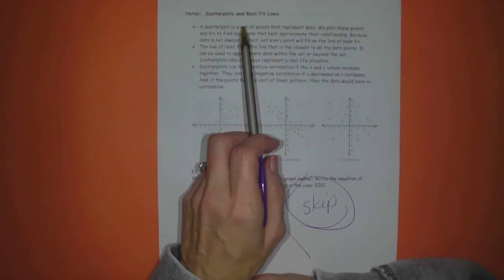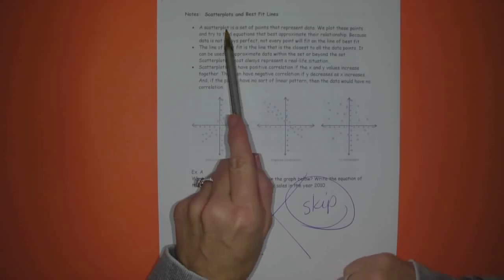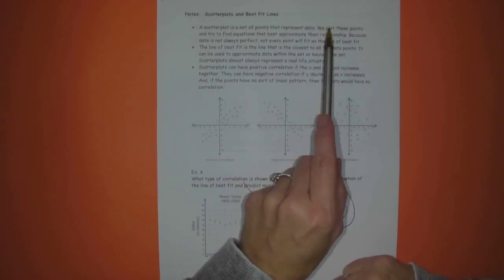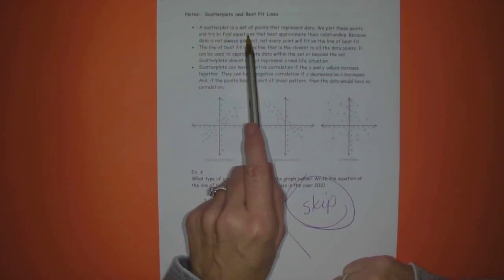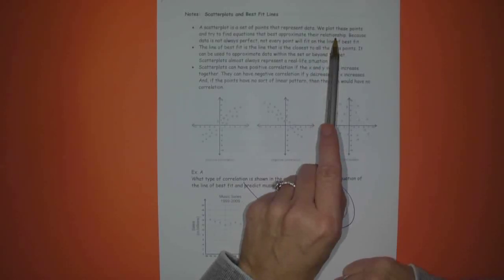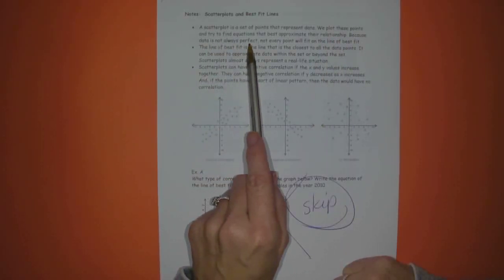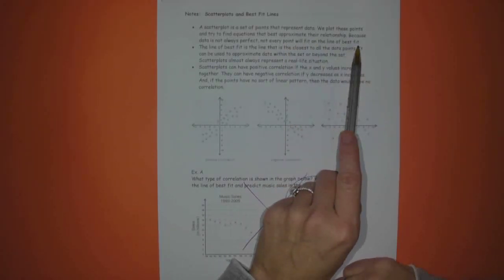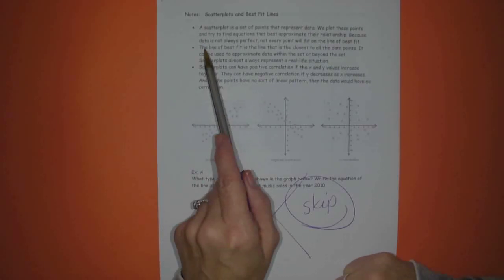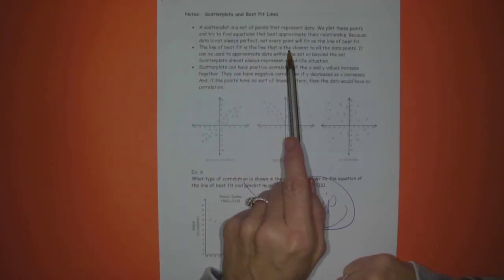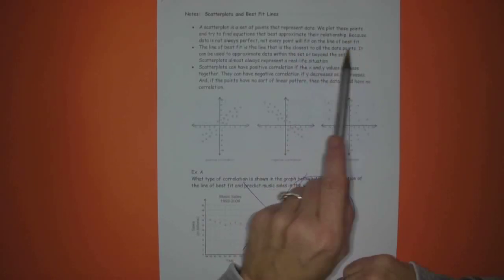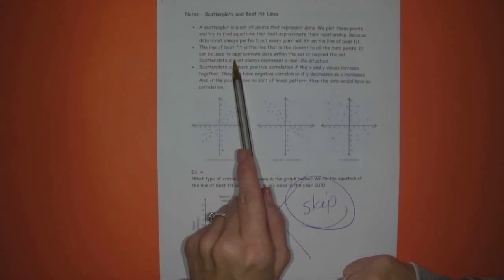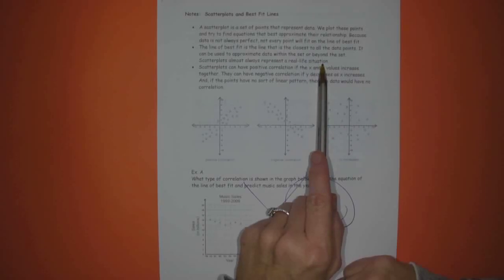Bullet point number 1 says, a scatter plot is a set of points that represent data. So we're talking real world now, people. We plot these points and try to find equations that best approximate their relationship. Because data is not always perfect, not every point will fit on the line of best fit. Bullet 2. The line of best fit is the line that is closest to all the data points. It can be used to approximate data within the set or beyond the set. Scatter plots almost always represent a real-life situation.